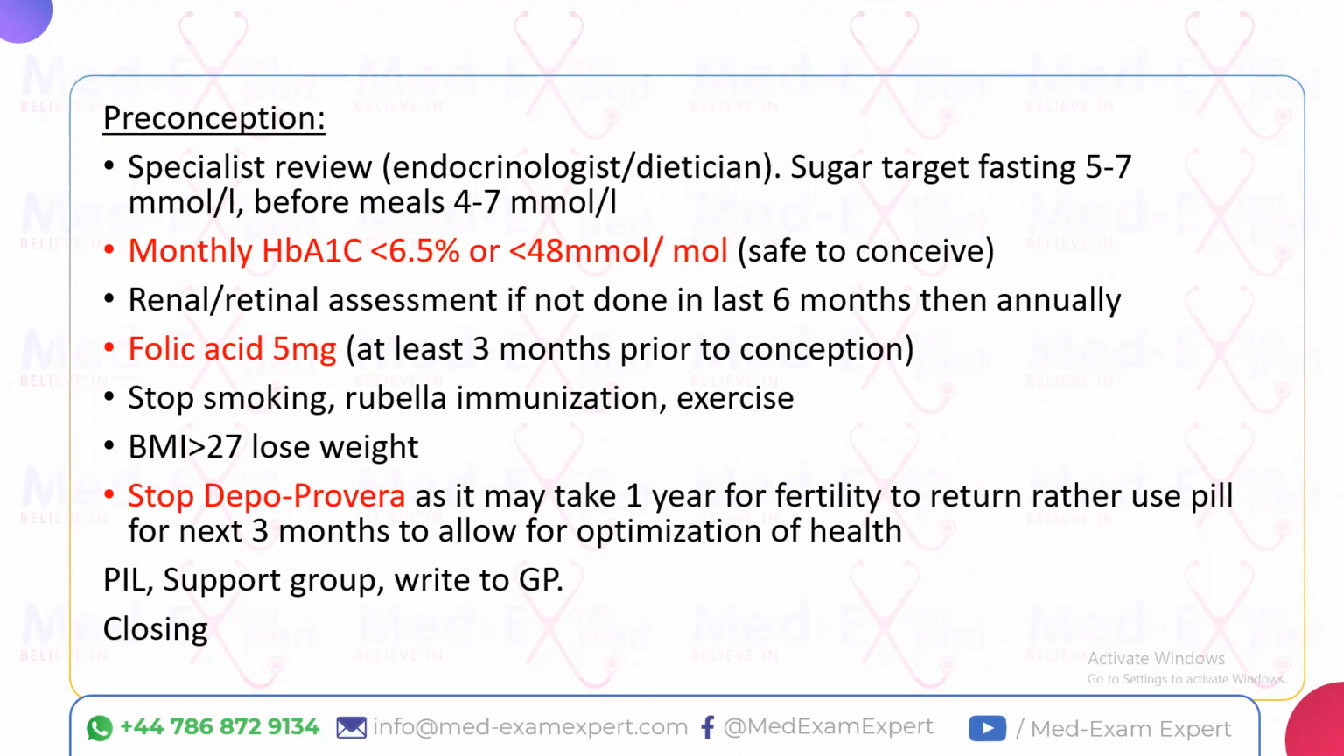The levels should be less than 6.5%. We'll have your kidney and eye checkup. We advise you to take folic acid 5 milligram, and have your rubella immunity checked. We advise you to maintain a healthy weight for your height and stop the Depo-Provera, as it may take 1 year for the fertility to return.